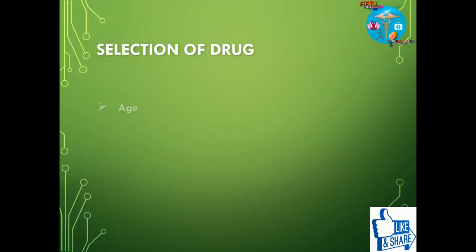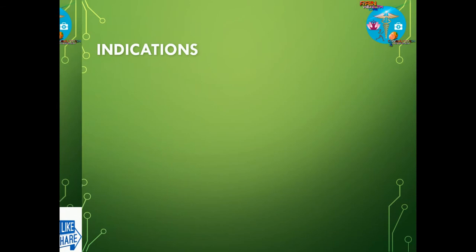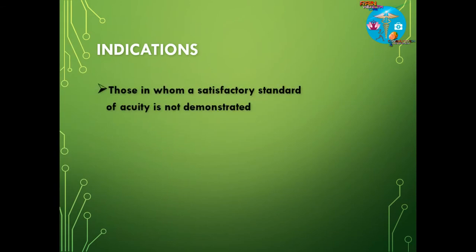Now come to selection of drugs. The first factor is age, the second factor is iris pigmentation, and the third is drug dose. Now come to indications of cycloplegic refraction. In which cases do we do cycloplegic refraction? Cycloplegic refraction means wet retinoscopy.